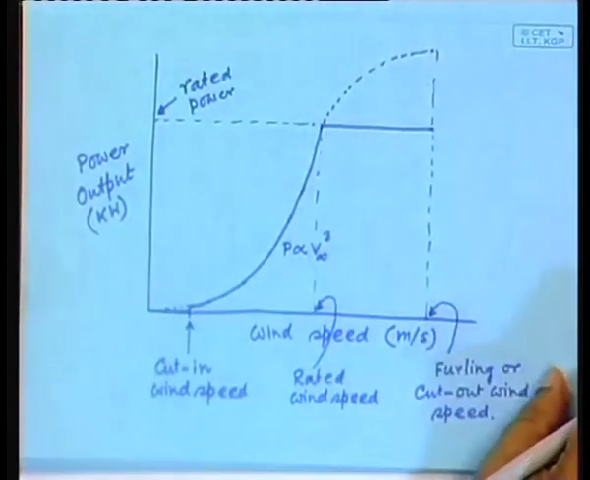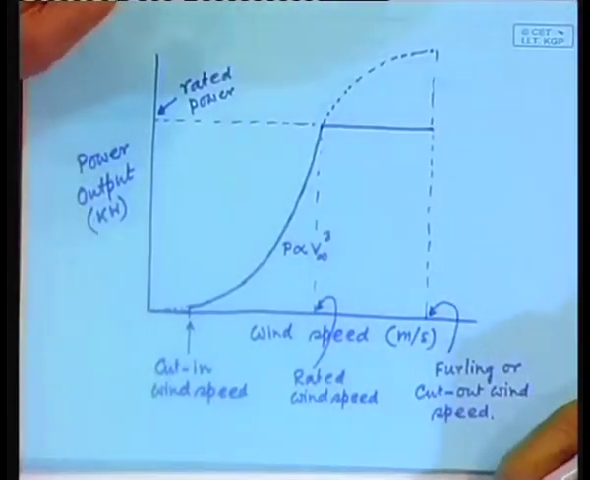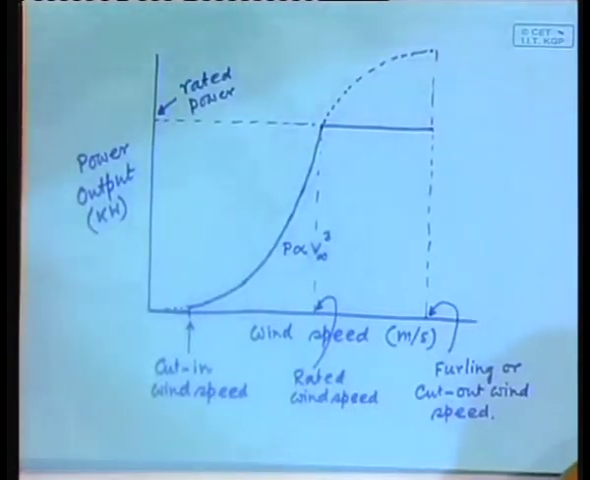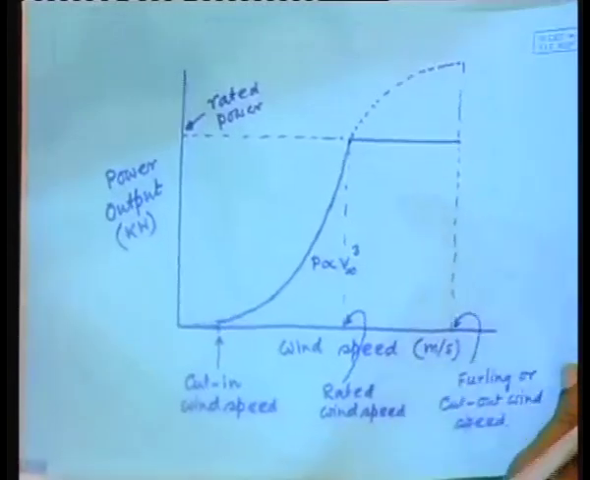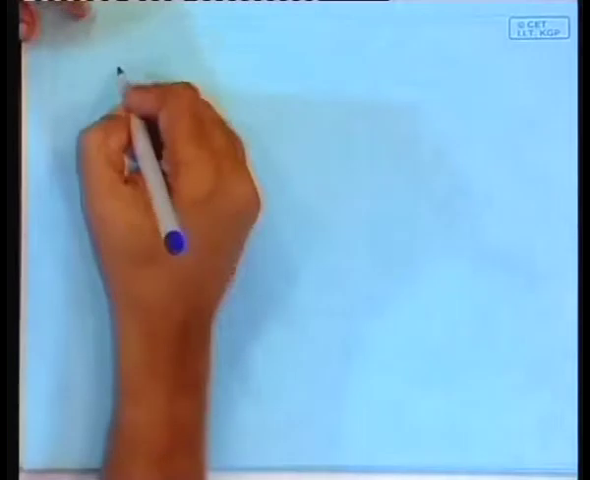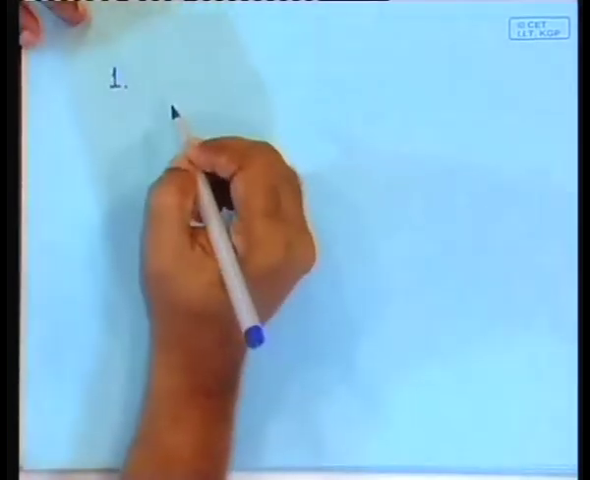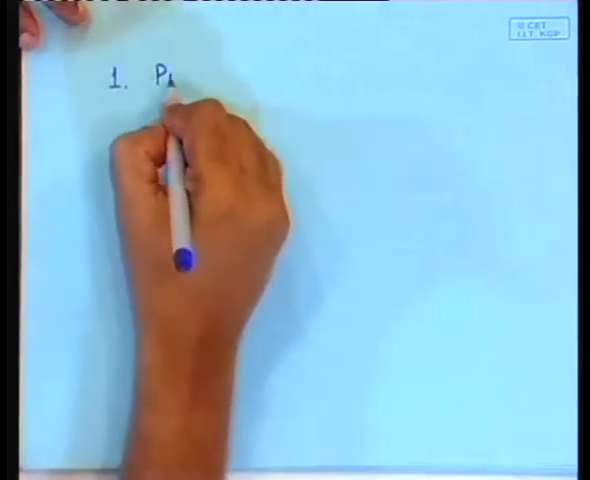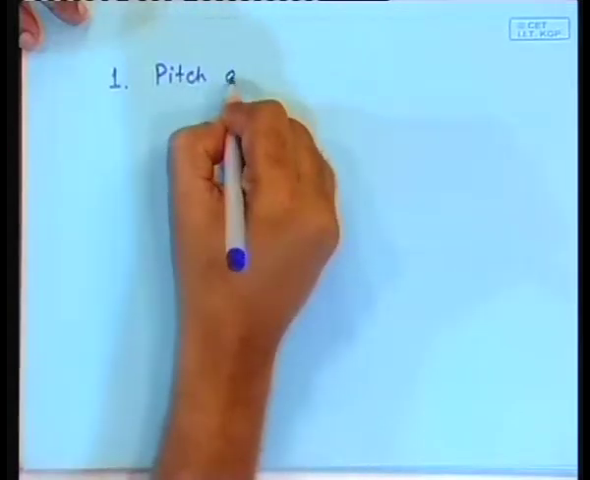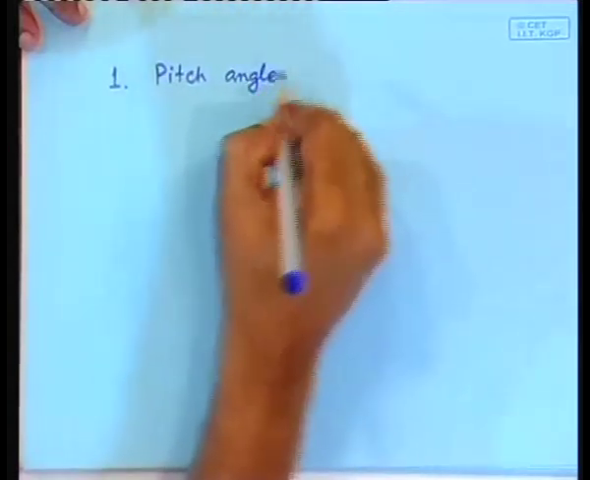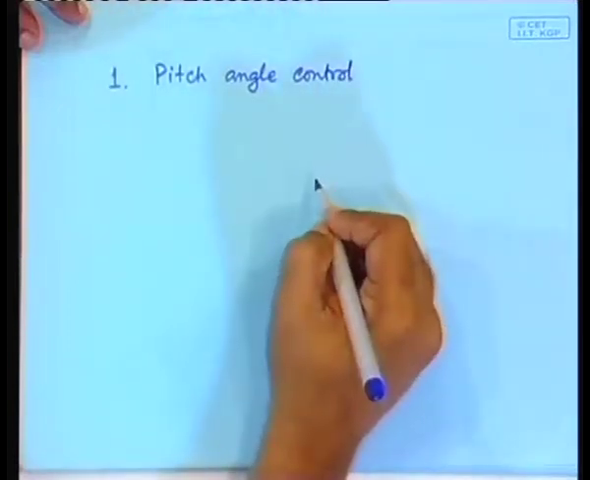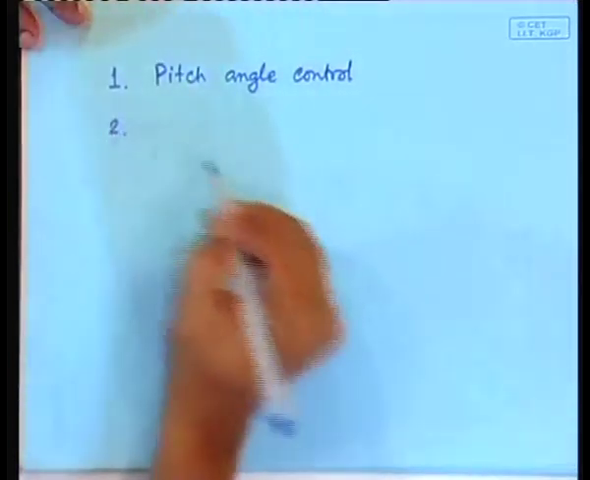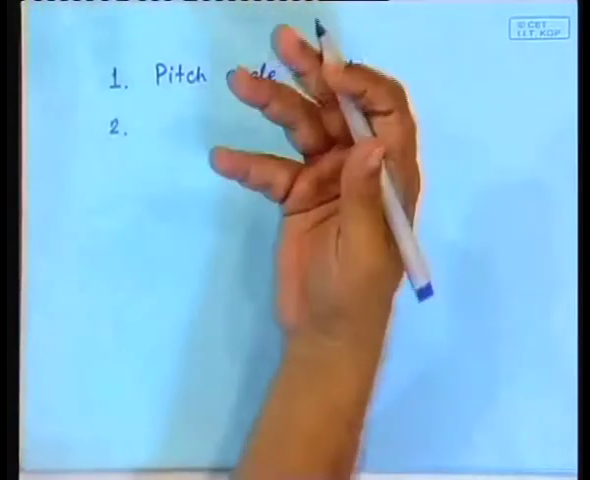Okay. Let us start. What means do we have at our disposal? How can we do this control? There are in the main 4 things that we have. 1, controlling the pitch angle. 2, controlling the power output.